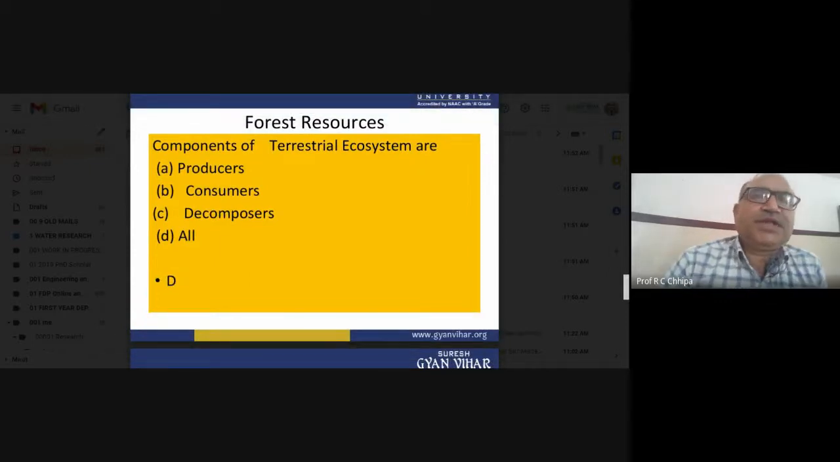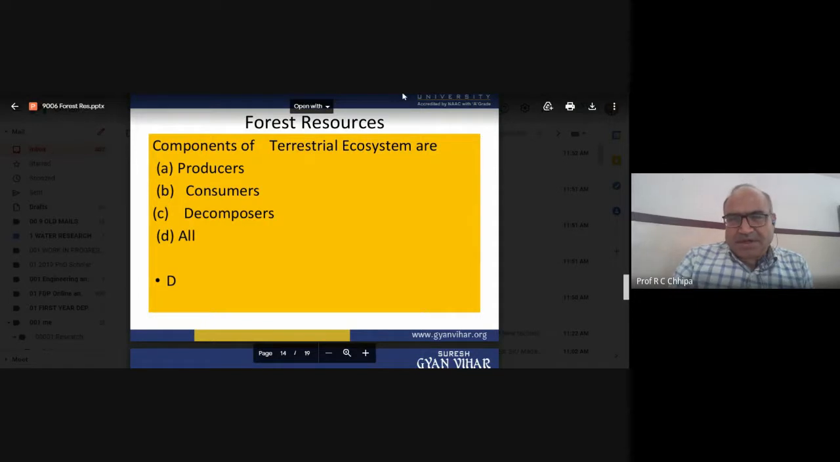Whatever the meaning of the terrestrial ecosystem and the forest ecosystem, the forest ecosystem itself is related with the terrestrial part. So in this particular case of the terrestrial ecosystem, there is also the producer, there are the consumers, there are also the decomposers. Whatever I have discussed about the decomposers, a good example is the scavengers, like ants. So what about the role of the scavenger, the ant itself?